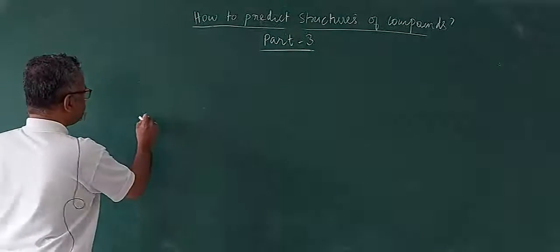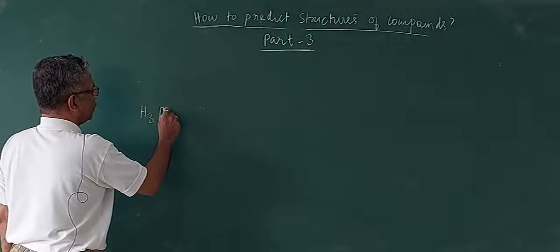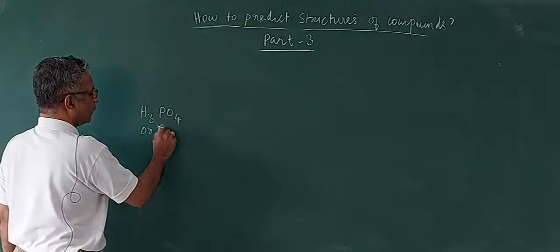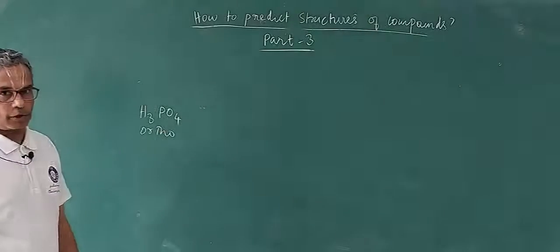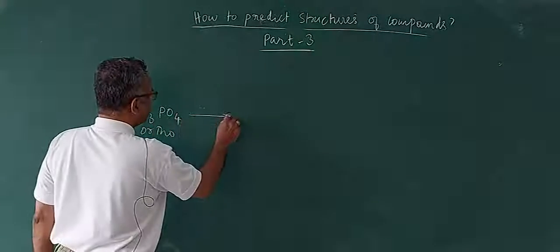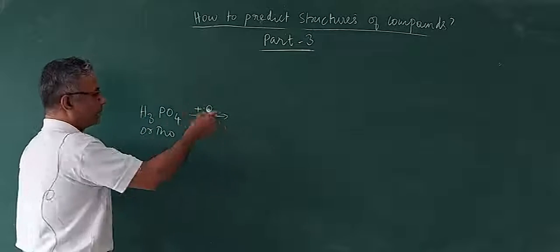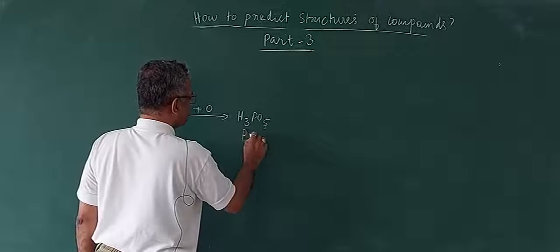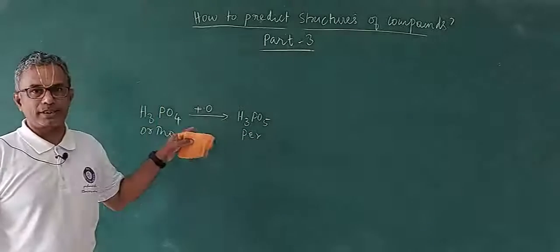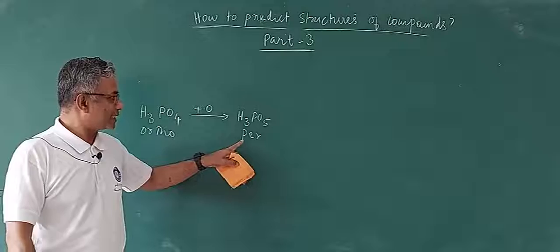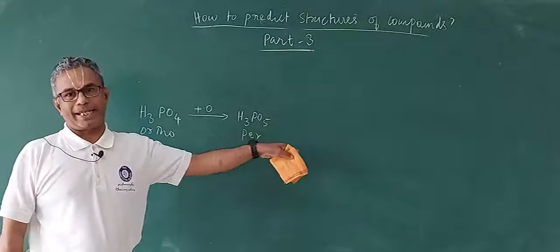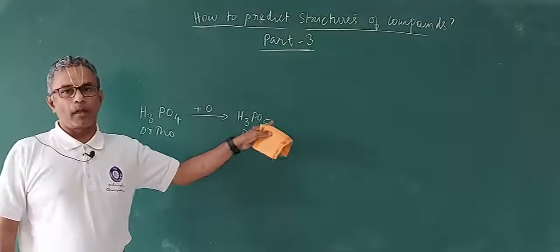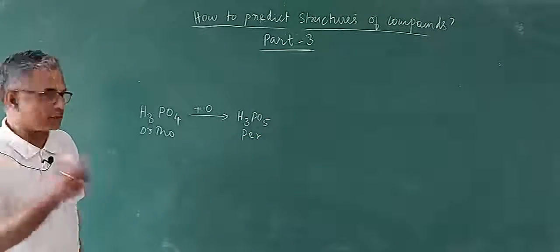Now you know the structure of phosphoric acid, which is called orthophosphoric acid. Now you add one extra O, it will become H3PO5. We call this per. Whenever you add one extra oxygen atom, we call that per, that is perphosphoric acid. If you add to sulfuric acid, it will be called persulfuric acid. So per means one O extra.